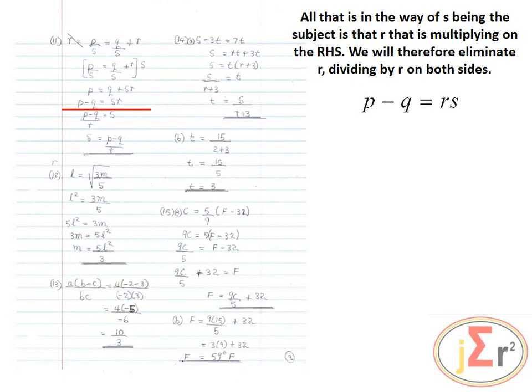All that is in the way of S being the subject is that R that is multiplying on the right hand side. We will therefore eliminate R by dividing by R on both sides. There we have it. And what will happen? On the right hand side, we have the R's eliminated, and on the left hand side we have P minus Q over R is equal to S.